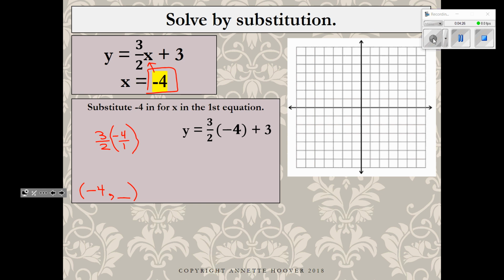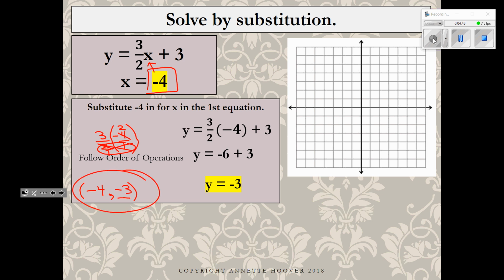2 and 4 are both divisible by 2. This becomes a 1. This becomes a 2. Look right down here. They're 1s. They go away. All that you have is 3 times -2. So that's a -6. -6 plus a +3 is -3. So we think they're going to cross at (-4, -3). This is the solution. Let's graph both lines.